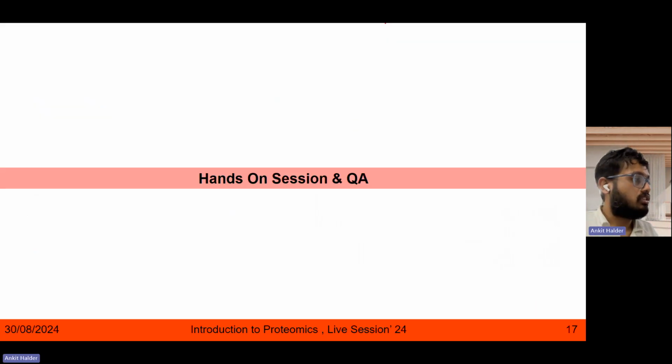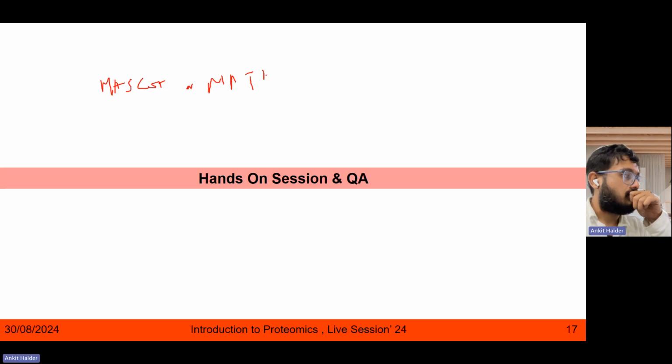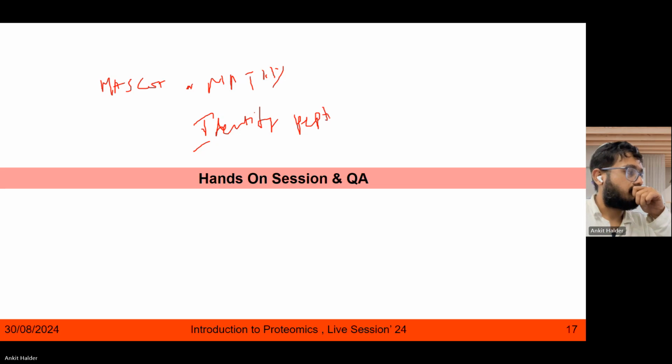Okay, so now we will be doing this using our particular software, that is Mascot, Matrix Science. We will see how we can access it and identify peptides. We are going to identify the peptides, right?